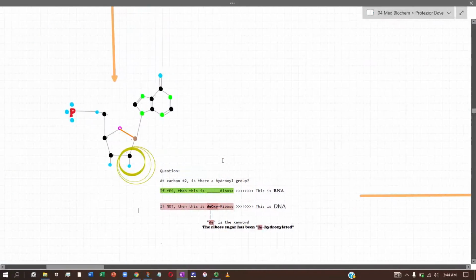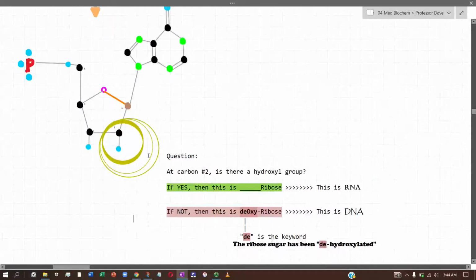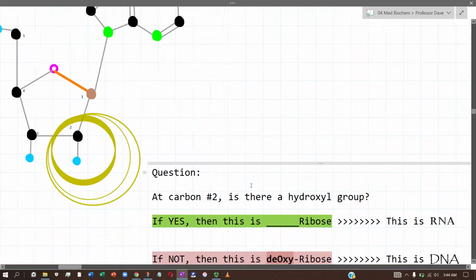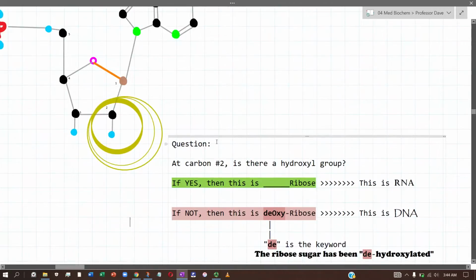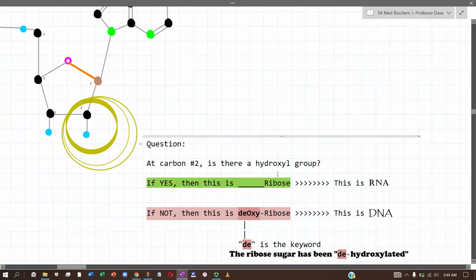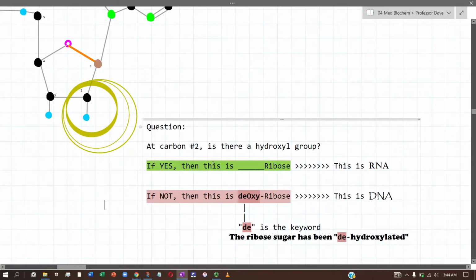And it's just copied and pasted for the purpose of asking this question. So here at carbon number 2, again, that's 1, 2, 3, 4, 5. The brown is special because that's the anomeric carbon. So at carbon number 2, ask yourself this question: does there exist a hydroxyl group? If the answer is yes, then this molecule is a ribose. Then it'll go on to be a component of RNA.